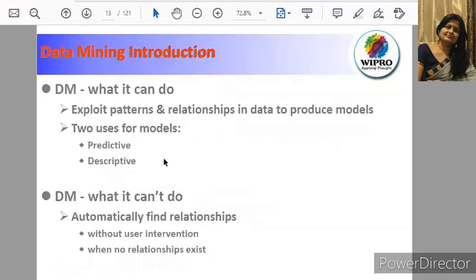So what can data mining do? It can exploit patterns. As rightly said, data mining is majorly about identifying patterns. There is a separate subject called pattern mining, where people even opt for those as PhD topics or maybe postgraduate topics. Okay, that's a different topic altogether. But in general, data mining is mostly concentrating on pattern mining.